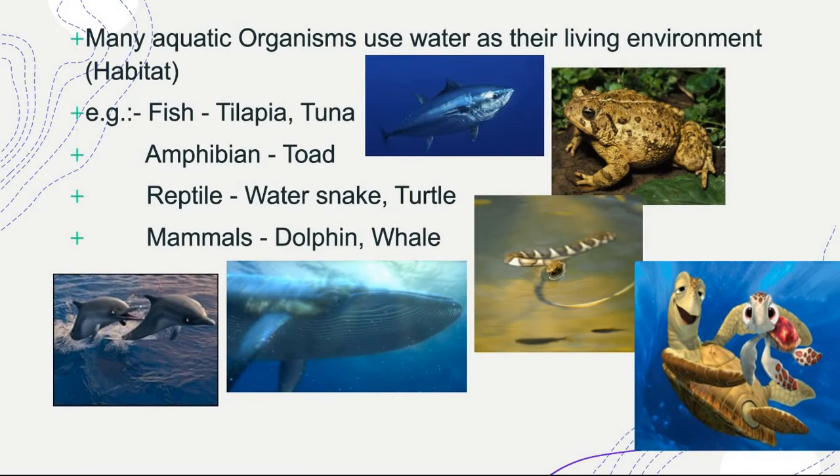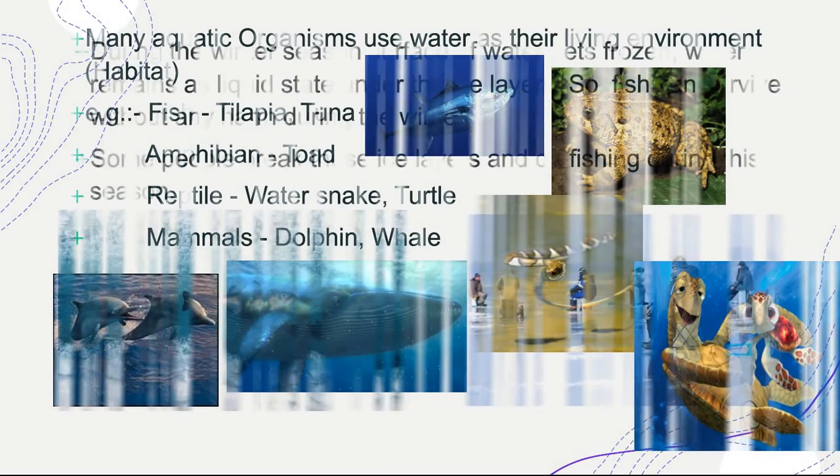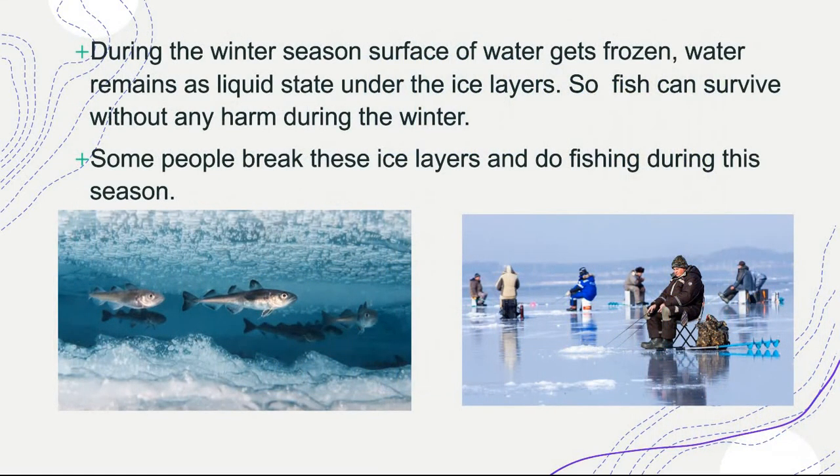Now let's see. Y'all know that many aquatic organisms use water as their living environment. For fish, you can take tuna, and for amphibians you get toads. For reptiles, you have water snakes and turtles, and for mammals you get dolphins and whales. All these creatures are living in aquatic environments. So as you can see, there are so many organisms living in this environment.